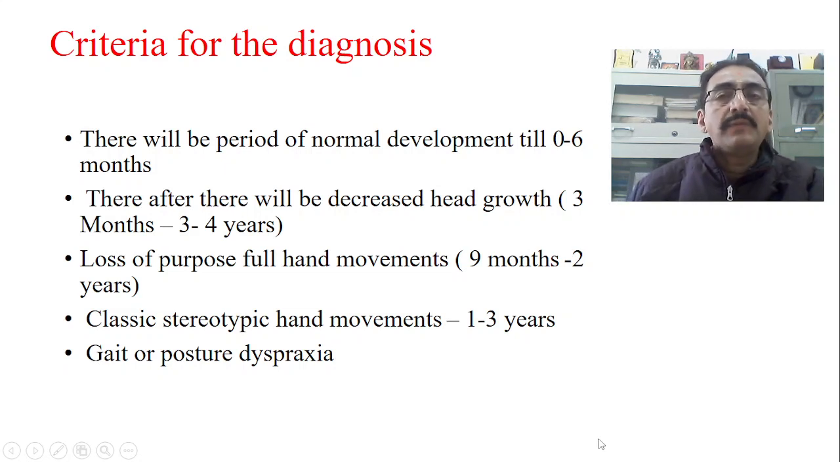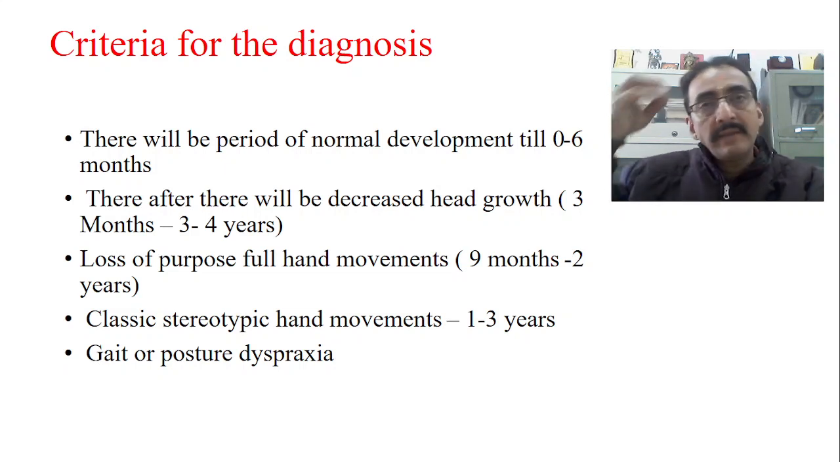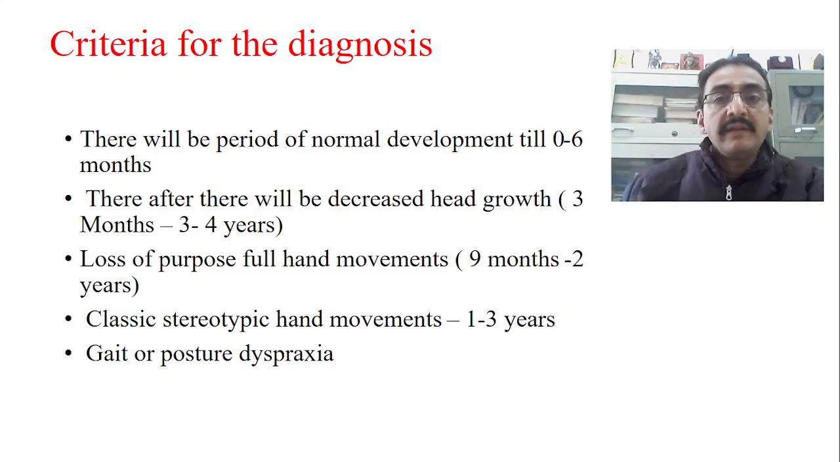Criteria for the diagnosis: there will be a period of normal development, usually for 0 to 6 months, and thereafter, up to 3 to 4 years, there will be decreased head growth. See, 0 to 2 years is considered a period of maximum head growth, and something unwanted is happening during this period. As a result, the brain is not developing, brain mass is not developing up to the mark, and the patient will have decreased head growth.